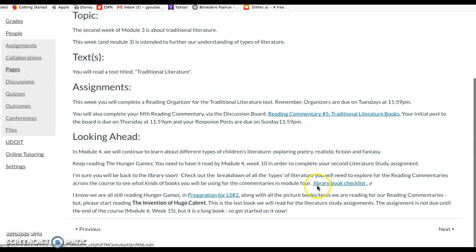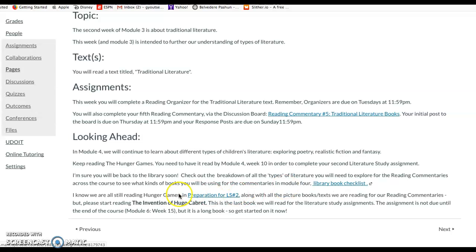Of course, if you are wanting to look ahead to future reading commentaries, check out this library book checklist to see what's coming up in Module 4 to help you prepare for that. If you are going to be getting crunched on time, this is a great way to help you with your time management.